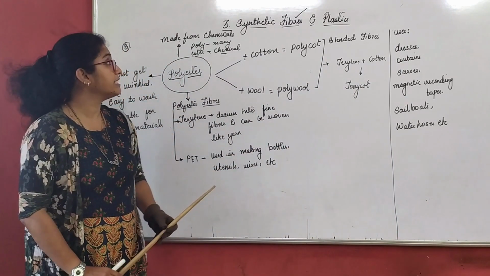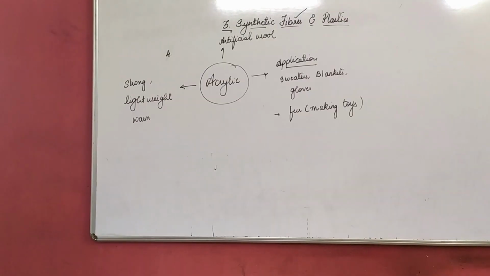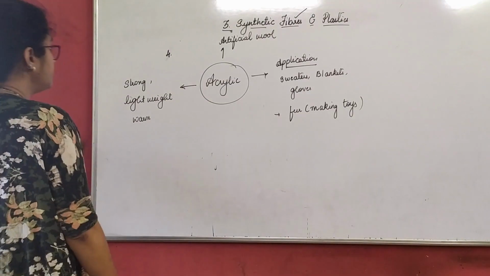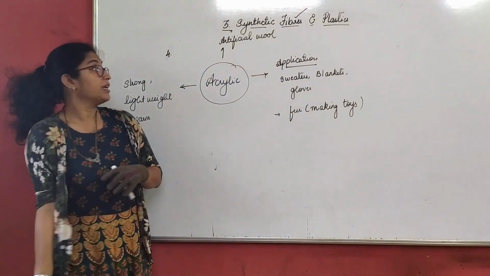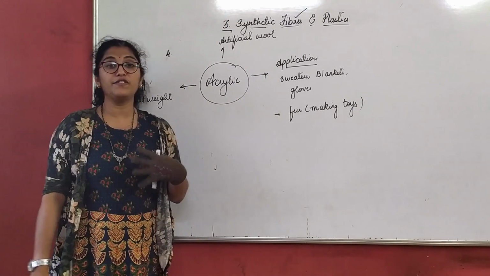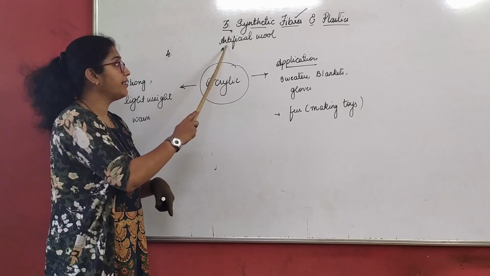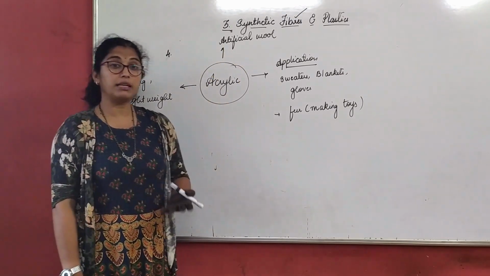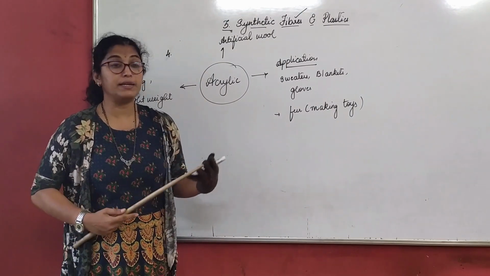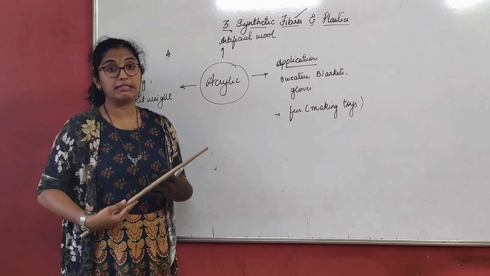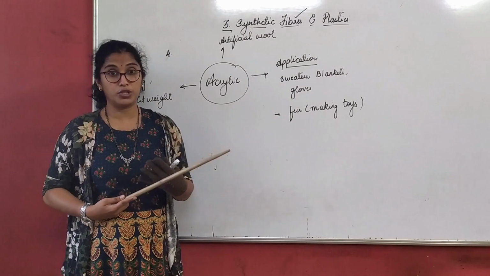So the last synthetic fiber we will see now is acrylic. The fourth and last synthetic fiber is acrylic. Now acrylic is termed as an artificial wool. Just as we term rayon as an artificial silk, similarly acrylic is termed as an artificial wool. That means naturally woven woolen clothes or woolen fabric is much more expensive. But acrylic material is less expensive than woolen clothes. So they resemble woolen clothes, right?